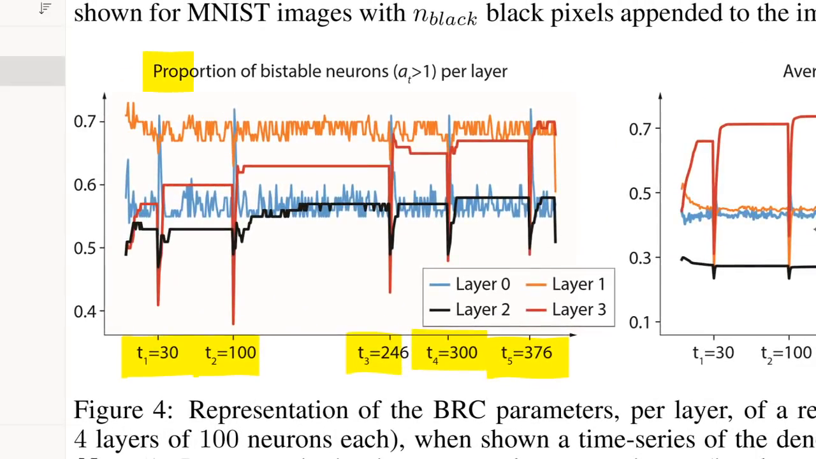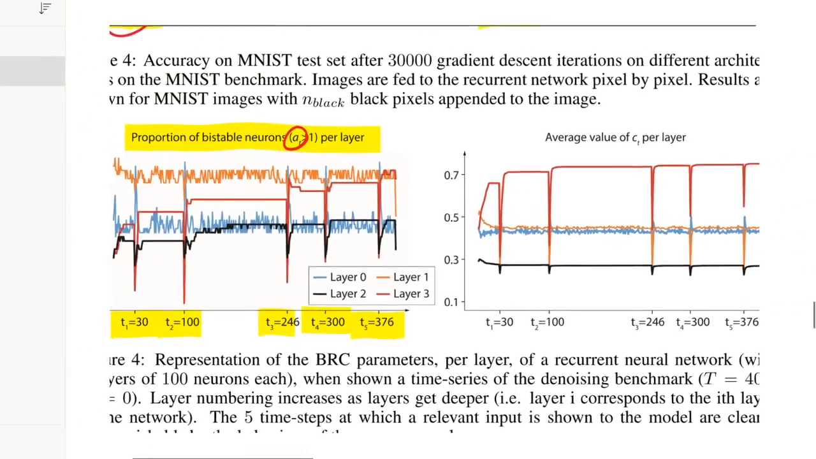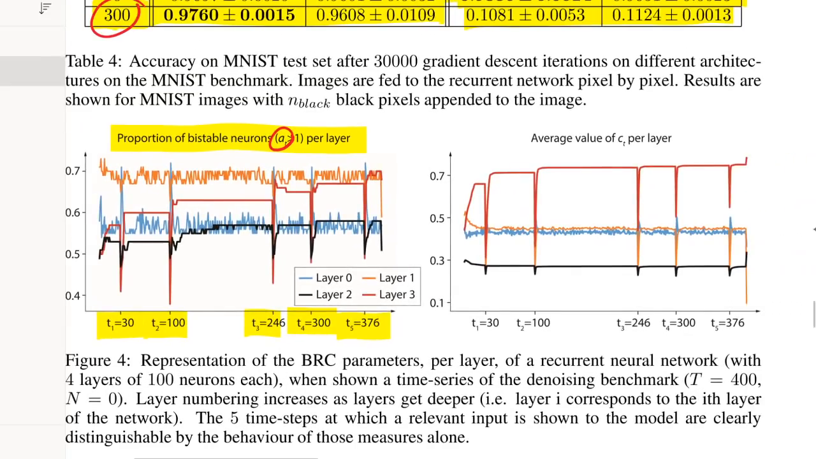They analyze the proportion of bistable neurons. So basically they analyze these A quantities, and how many of the neurons in the layer have an A that's higher than 1, which means that they are in this bistable mode. And also they analyze the average value of C. So C, if you remember, if this is high, it means it doesn't let in new information, and if this is low, it means it lets in new information.